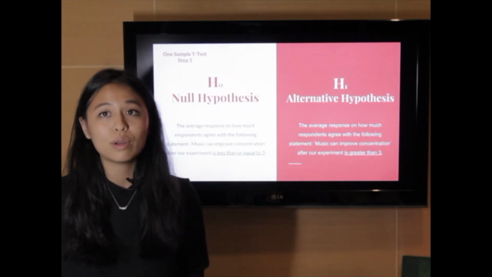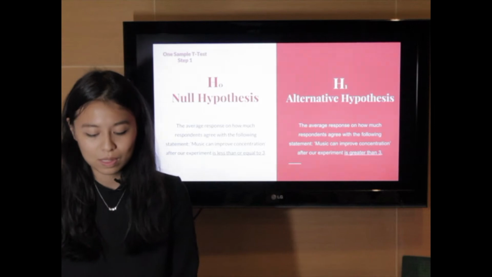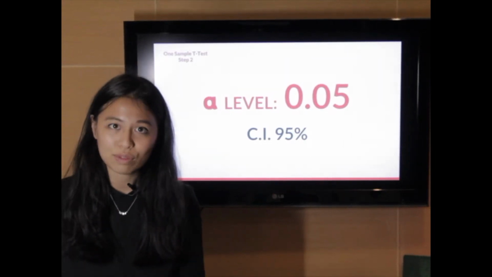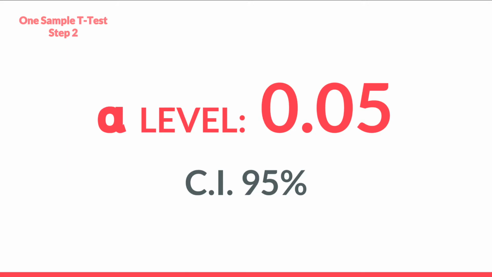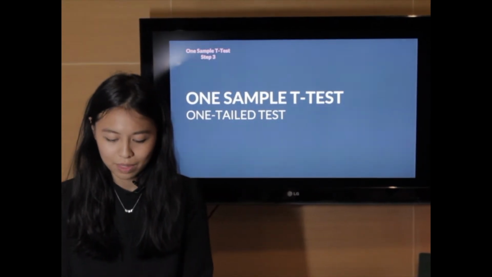So of course, step 1, you would have to prove a null hypothesis and an alternative hypothesis. Our null hypothesis was that the average response would be less than or equal to 3. Our alternative hypothesis was that the general response would be greater than 3. So step 2 was to establish our alpha level, which is 0.05 or the confidence interval of 95%. This is constant throughout all of our different hypotheses.